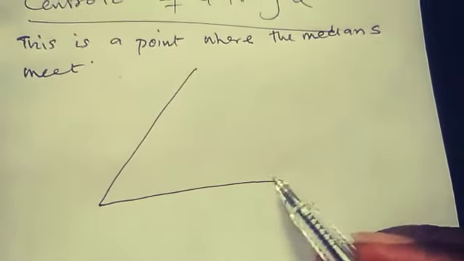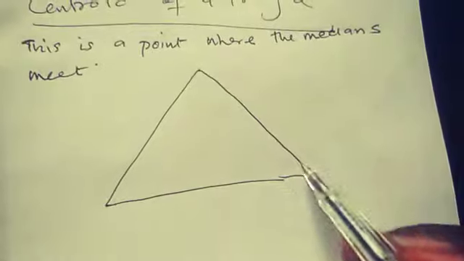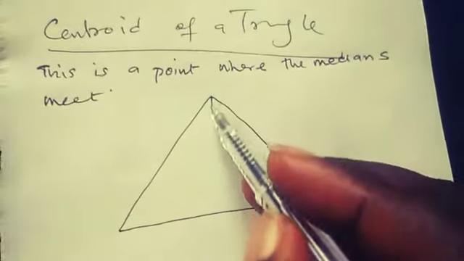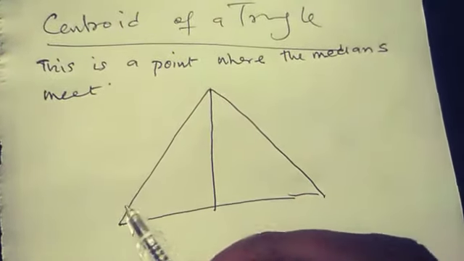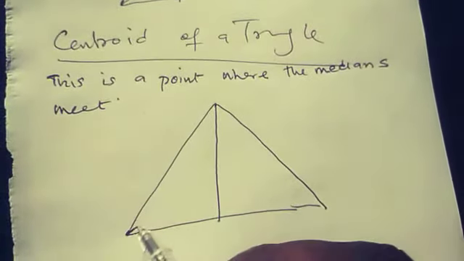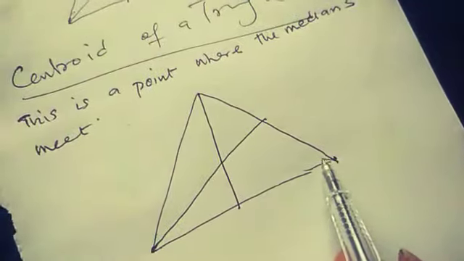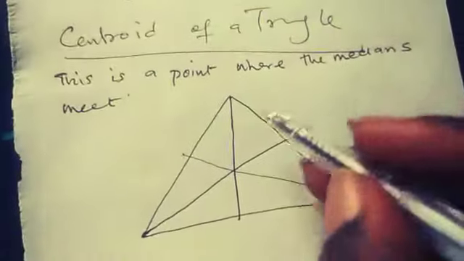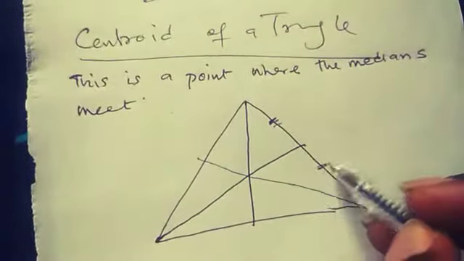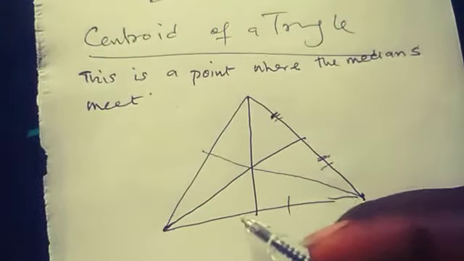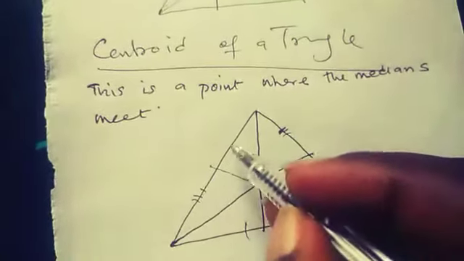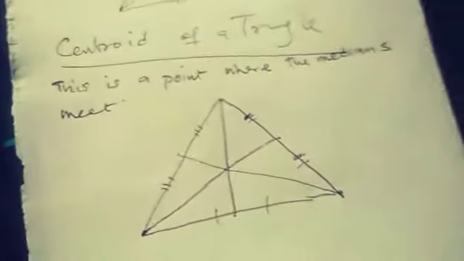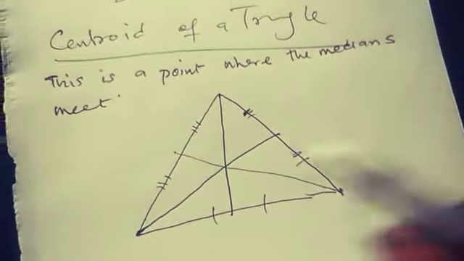So let me redraw it here for better understanding. I may not be perfect in my drawing. So let's say that is one median, this is another median, and this is another median here. So we assume that this side and this side are equal. So we assume that those sides are equal.